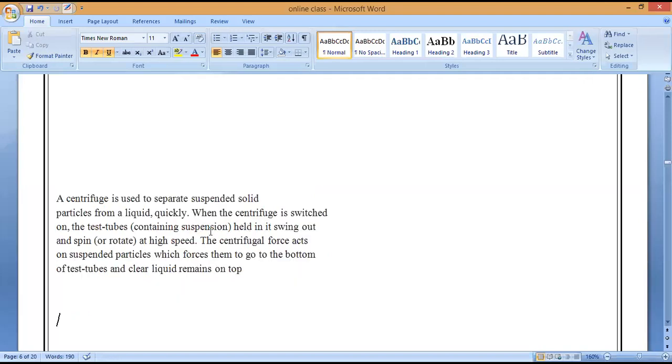All of you should write this. Once you know the principle, the exam may ask what the principle of the centrifuge machine is, so you can write this: all the suspended particles will settle down, so that the pure liquid will come up. Okay.